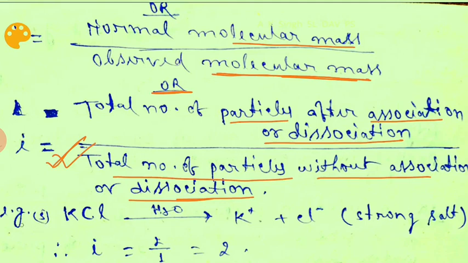For example, KCl that you have read, it is a strong salt. So if it is added in water, it dissociates completely into its ions, that is K plus and Cl minus, because it is a strong salt. So what will be the value of i? i is equal to 2 by 1. Why 2? Because it has 2 ions. And why 1? Because it is 1 mole. So the value of i is equal to 2.